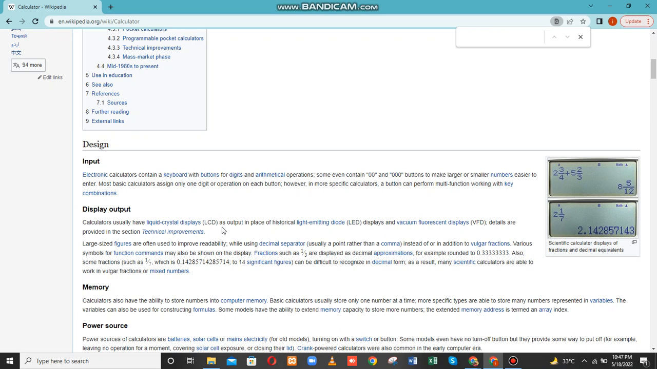Memory: calculators also have the ability to store numbers into computer memory. Basic calculators usually store only one number at a time. More specific types are able to store many numbers represented in variables. The variables can also be used for constructing formulas. Some models have the ability to extend memory capacity to store more numbers. The extended memory address is termed an array index.